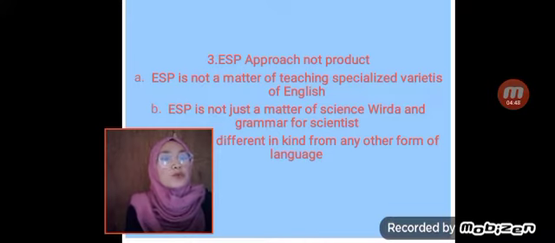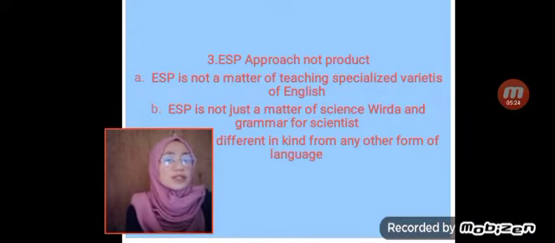The second is ESP is not just a matter of science words and grammar for scientists. When we look at the tree, there's actually much hidden from view inside and beneath the tree. Although we know the leaves and the branches, they are supported by a complex underlying structure. The point is, we need much more than just the surface features of what we read and hear. And also, we need to distinguish between performance and competence, in relation to what people actually do with the language and the range of knowledge and abilities which enable them to do it.